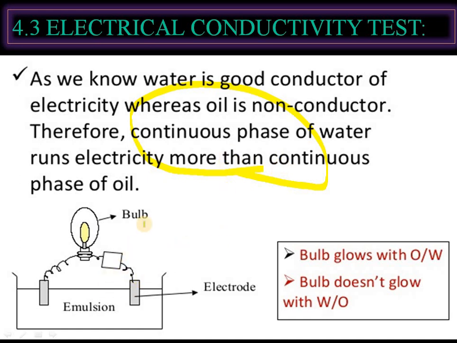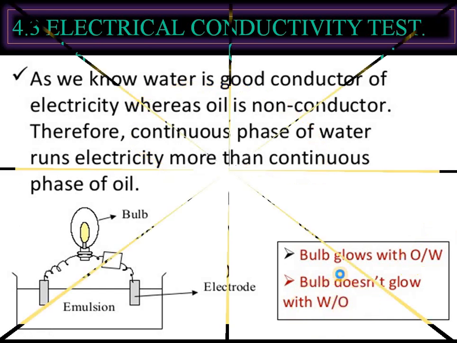So they check it using this setup, and if the bulb glows, it means it is an oil in water type emulsion, and if it does not glow, it means it is a water in oil type emulsion in which the continuous phase is oil. Because of that it does not glow, because oil is a poor conductor of electricity.